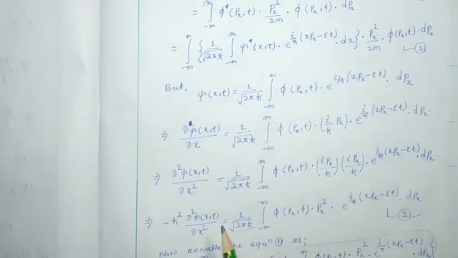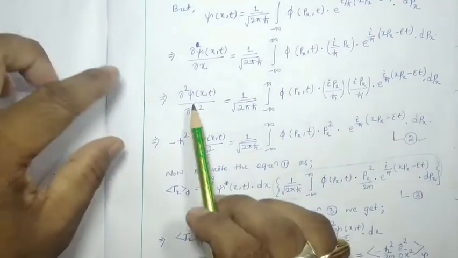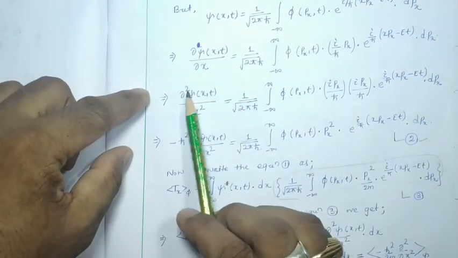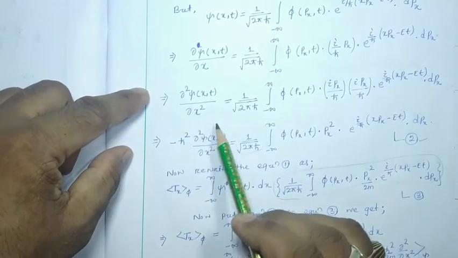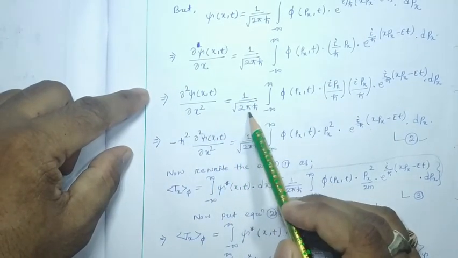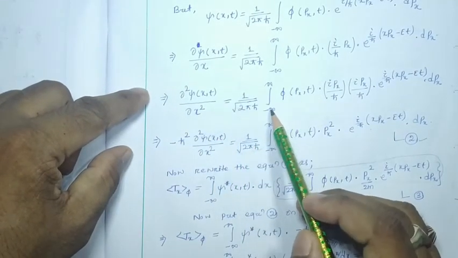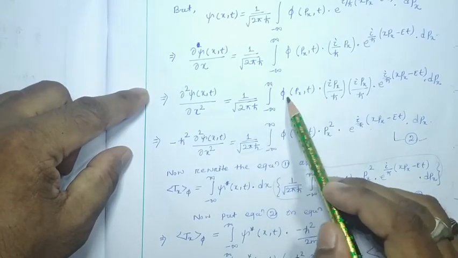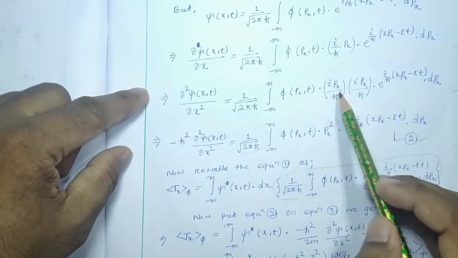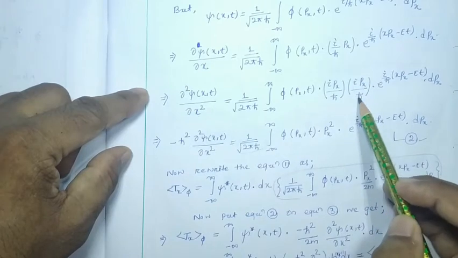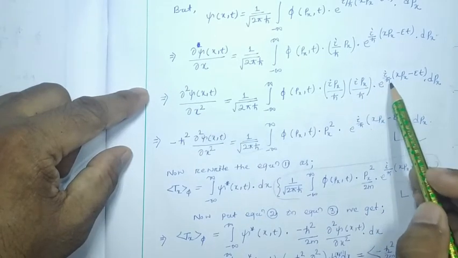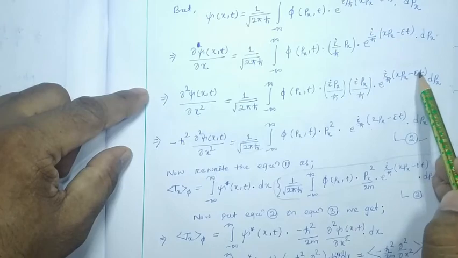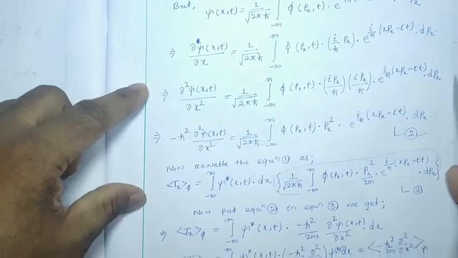Okay. So now we have to take the second derivative of this one. So del square psi (x, t) by del x square will be equal to 1 by root over 2 pi h cross, integral from minus infinity to plus infinity of phi (px, t) into i px by h cross into i px by h cross into e to the power i by h cross (x px minus E t) dpx.